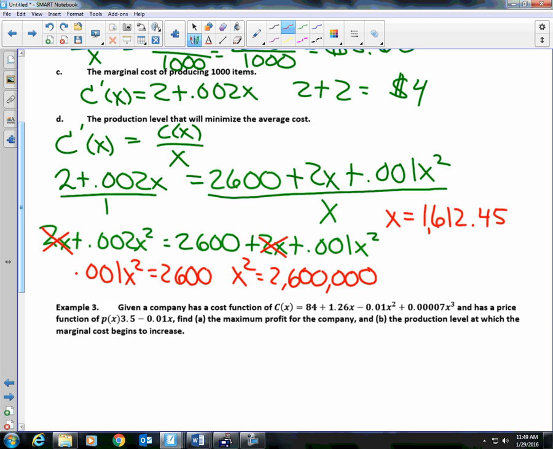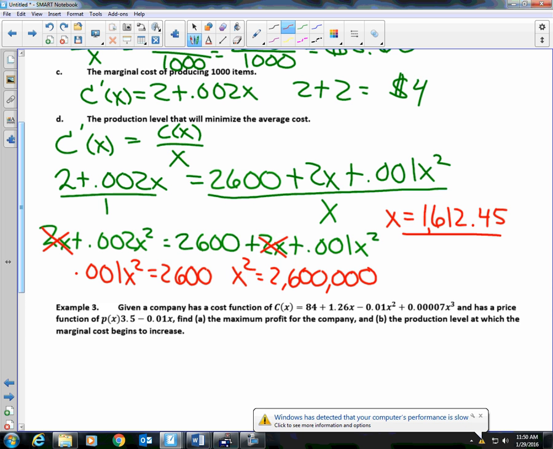Okay, now this is not referring to dollars, but to number of items. Yes, the product. So it looks like it would be most efficient to make 1,612 items, right in that ballpark. Once they start producing more or less, the average cost will go up. We don't really know in context of the problem.